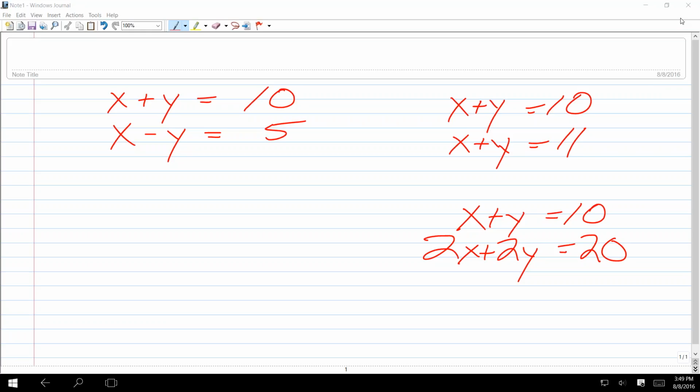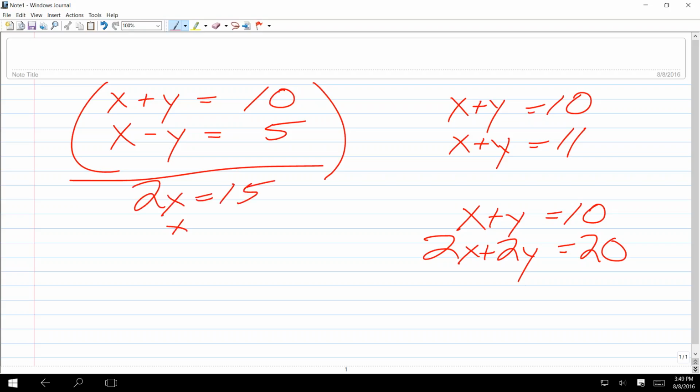Equations are very straightforward, just like this one on the left. That one there. How would we do that? We would use elimination. So what's one of the solutions for a variable? One of the solutions is 7.5. In other words, 2x equals 15, x equals 7.5.